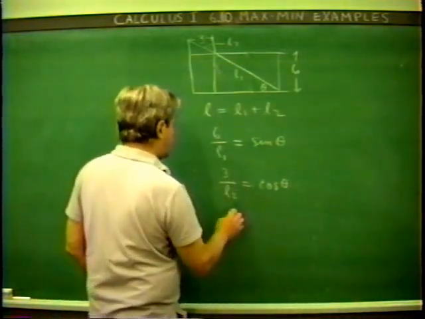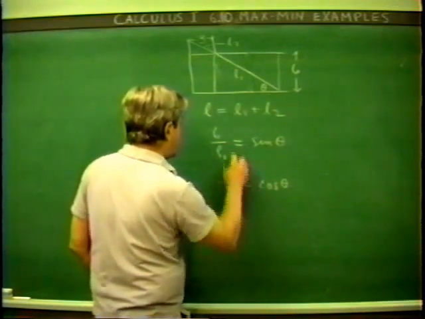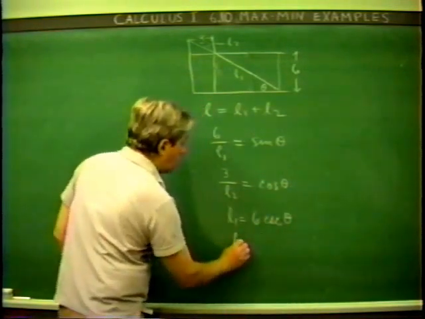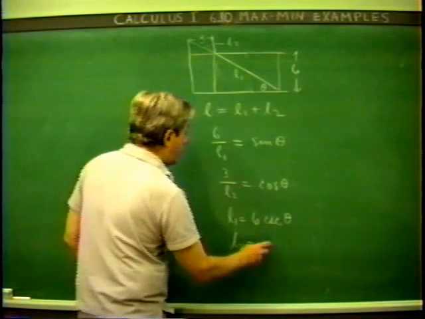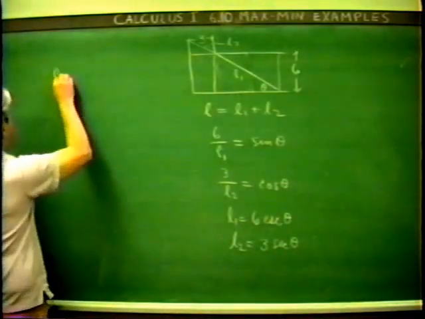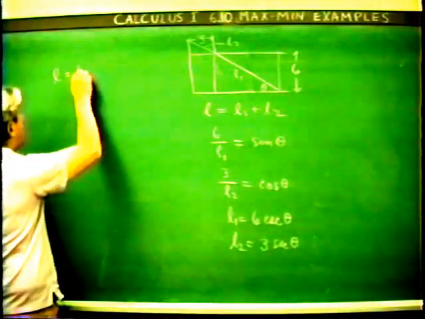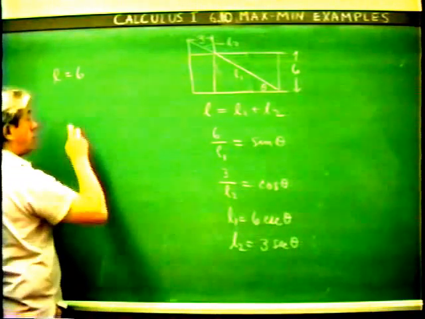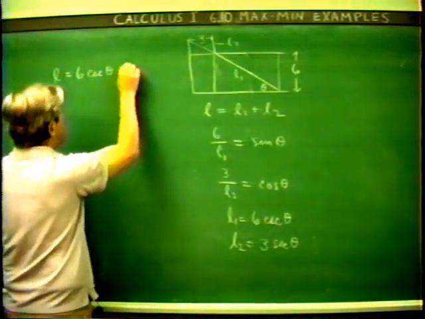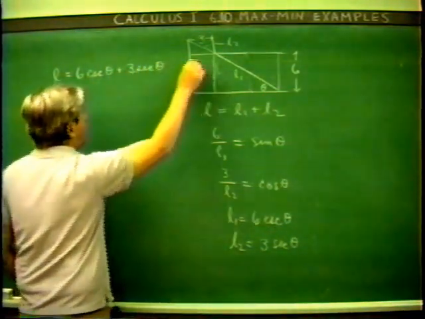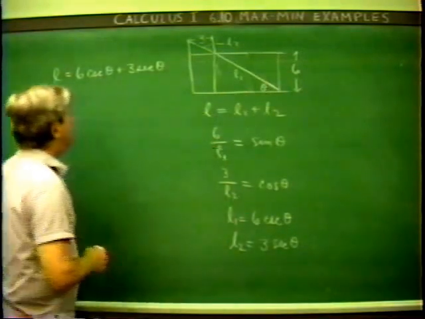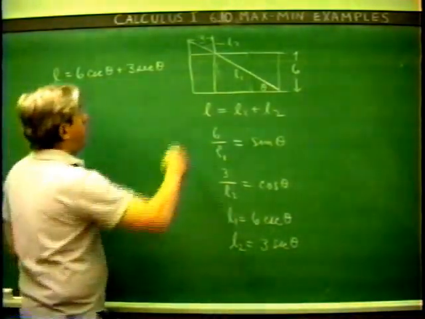So we can combine these to write that L, what do we have here? L1 is equal to 6 over sine theta, that's to say 6 cosecant theta. L2 is 3 over cosine theta, that's to say 3 secant theta. And so L is going to be equal to 6 cosecant theta plus 3 secant theta. And that's when you have a pipe or a pole here that is exactly at this angle theta.